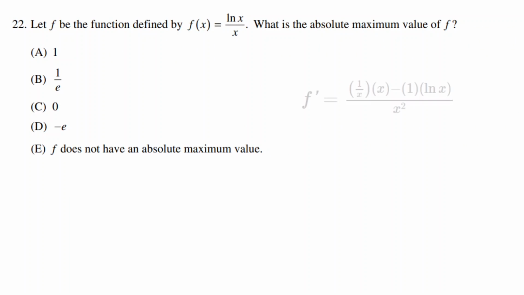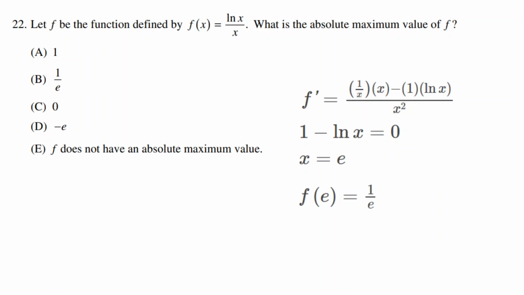22, we take the derivative, and we want to know when it equals 0, so we just have to look at the top. We get 1 minus ln x equals 0, and x equals e. There is only 1, so we know it's the max. To find the actual value of the maximum, we take f of e, which is 1 over e.